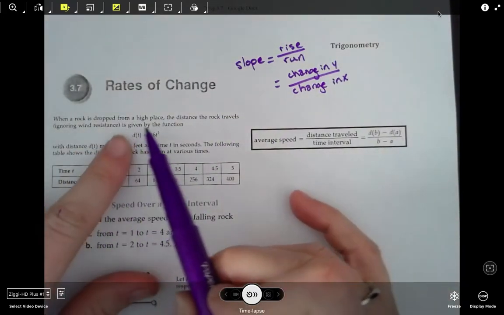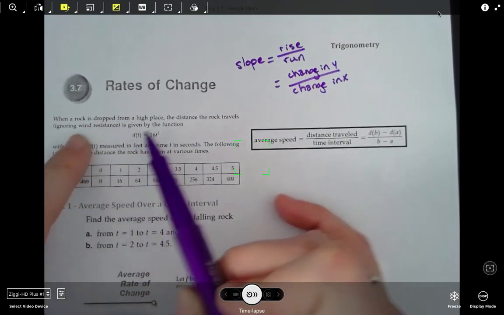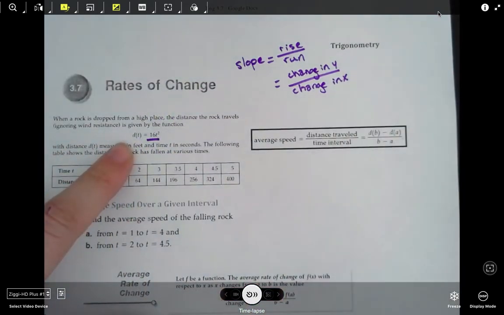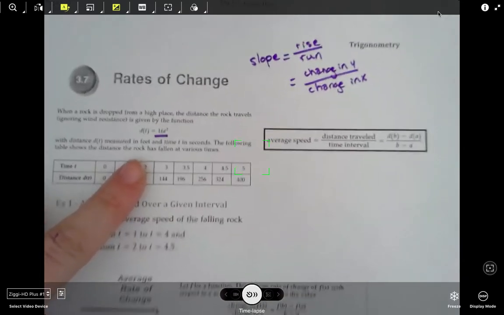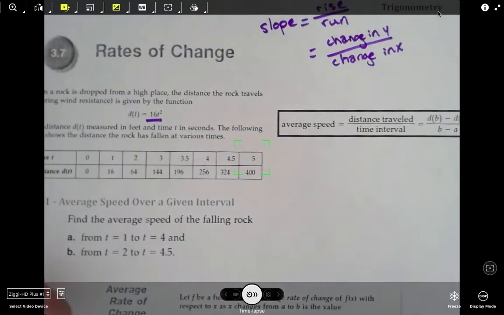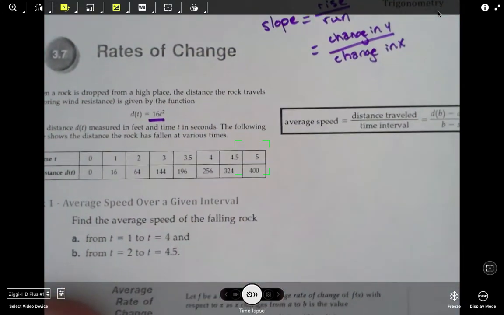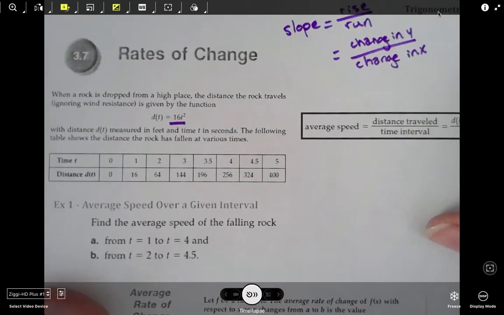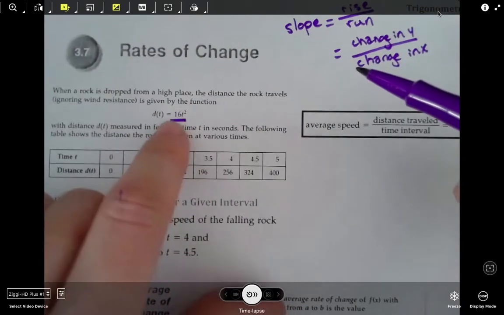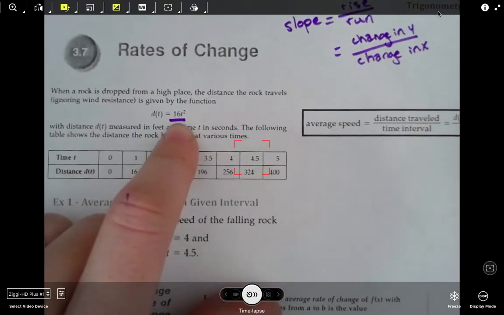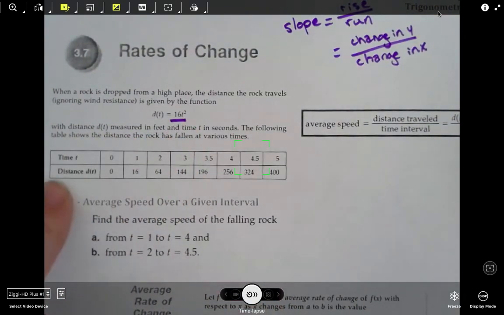When a rock is dropped from a high place, the distance the rock travels is given by the function 16t squared. A lot of you guys are taking physics right now, and so you know that the 16 comes from the acceleration due to gravity, which is 16 feet per second squared, or 9.8 meters per second squared, I guess. So that's where that equation comes from. But they go ahead and give us a table for it.